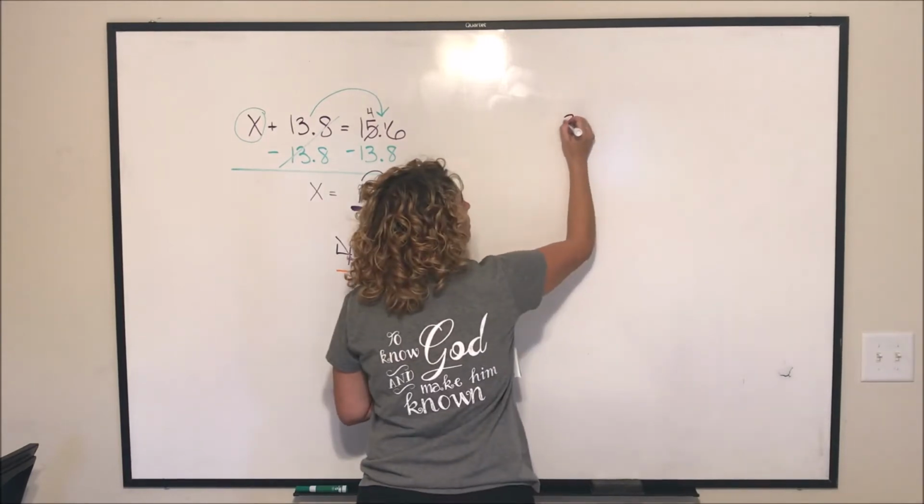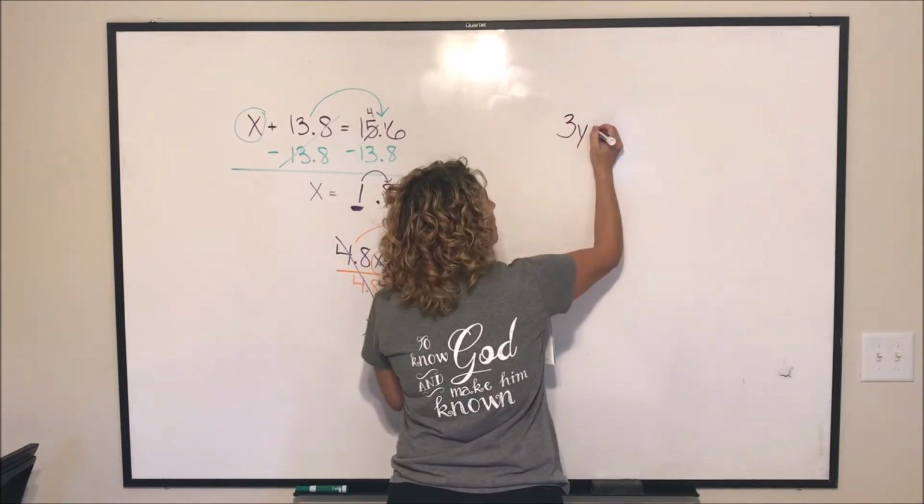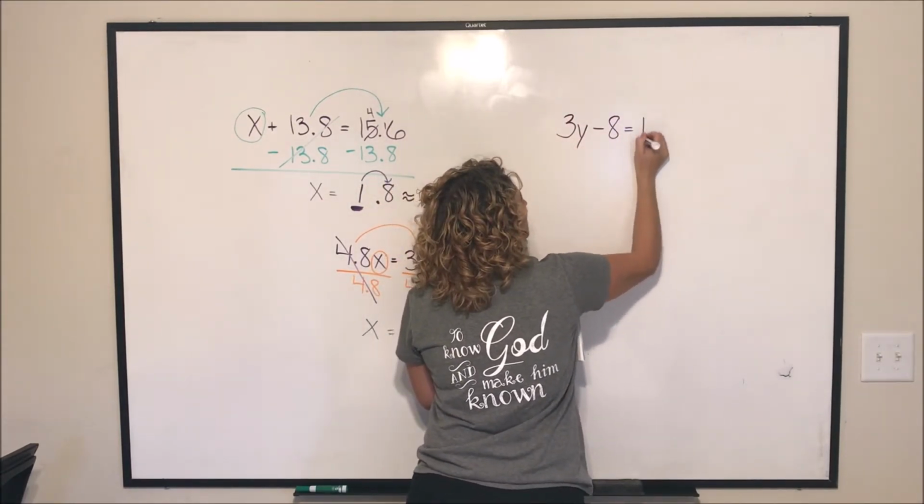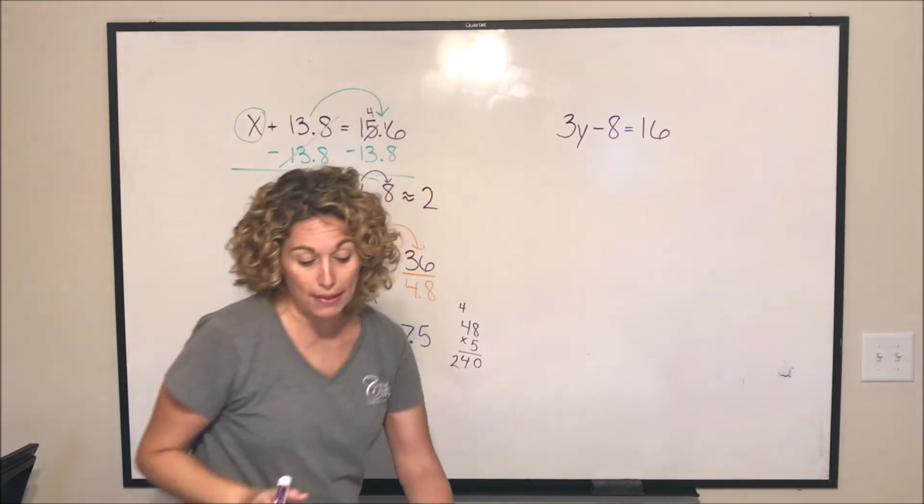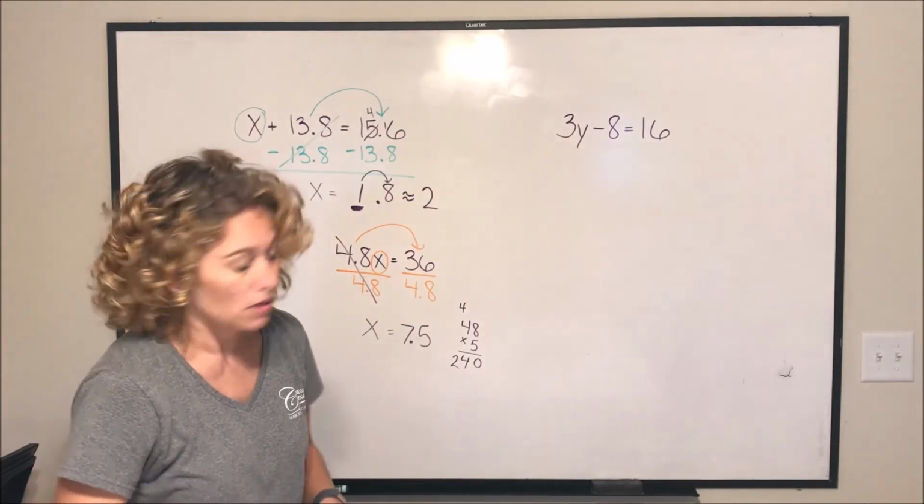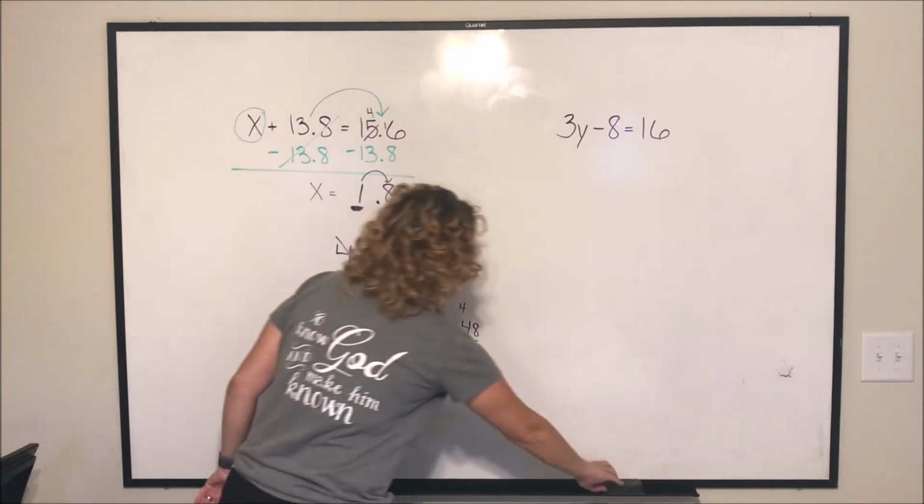here, 3y minus 8 equals 16. Okay, so go ahead and try that one while I get the board ready.